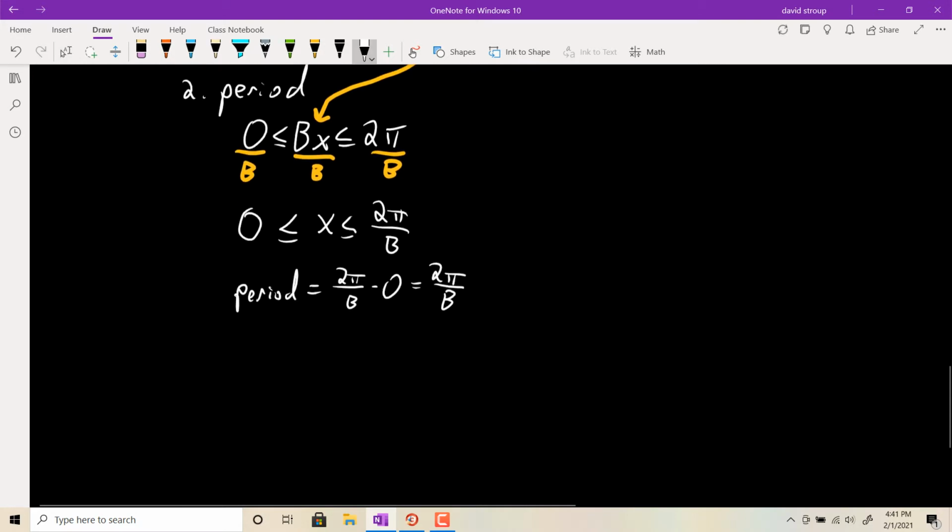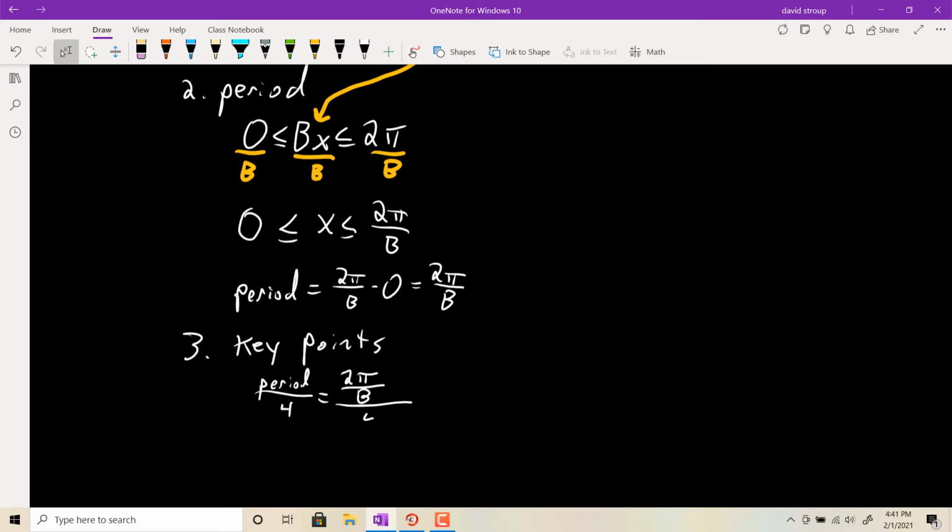Okay, then thirdly, you want to get your key points or your tick marks. And it's just going to be the period divided by 4. And of course, our period this time is 2 pi over b, all over 4. To do division, you just rewrite it as multiplication. So 2 pi over b divided by 4 is the same as 2 pi over b times 1/4, the reciprocal. Multiplying that out, you'll get pi all over 2b.